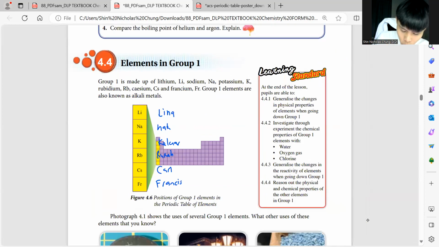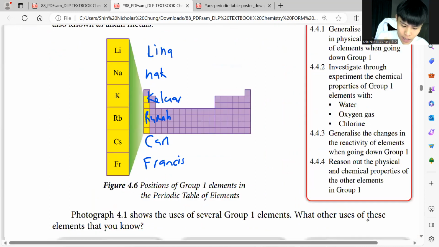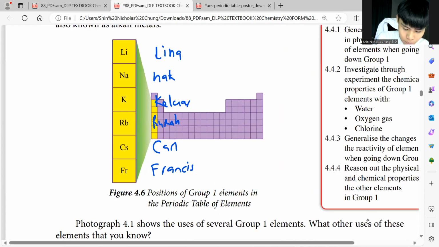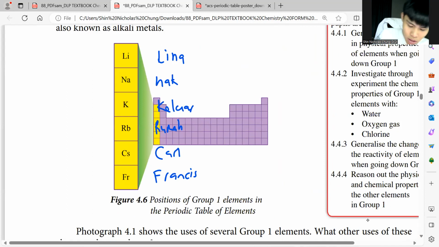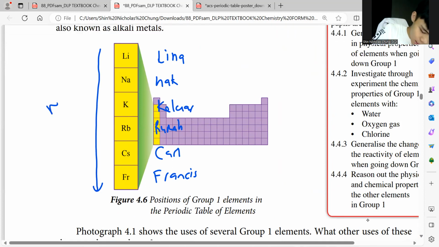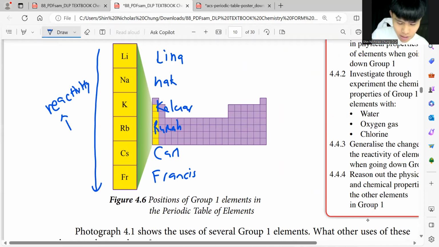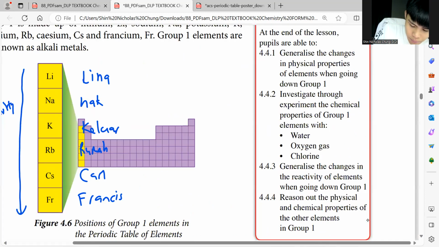So, talking about group one, the reactivity of it, that means like every metal got reactivity. The reactivity between them is actually different. So the reactivity will increase down the group. You know why? Let me show you. Reactivity increases. Okay, why? It's actually very simple.